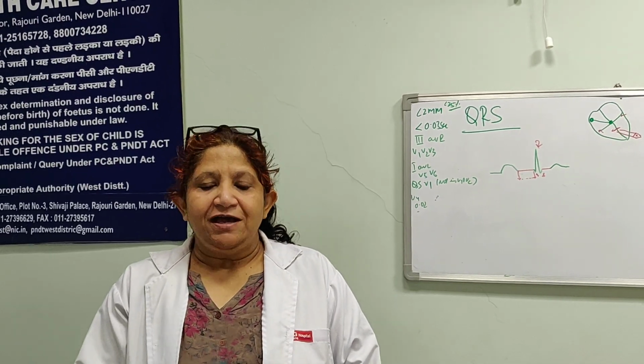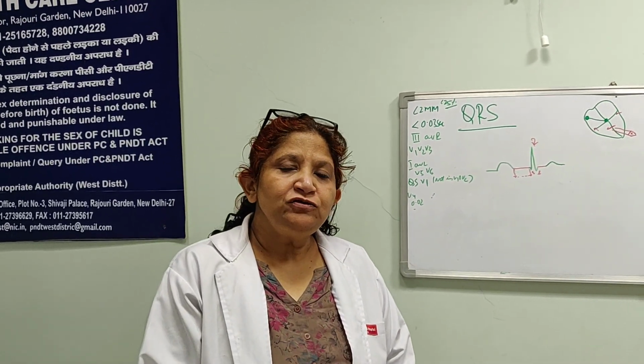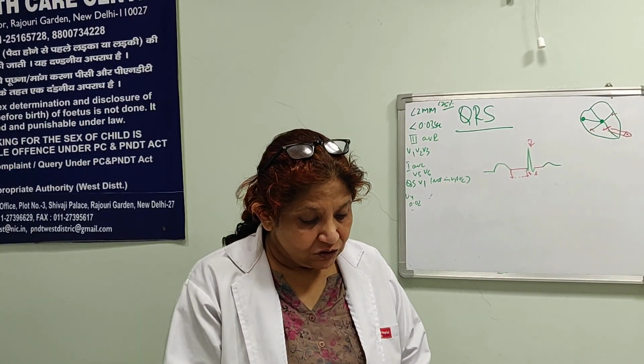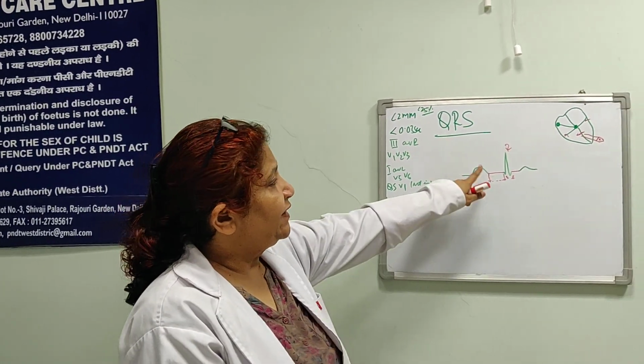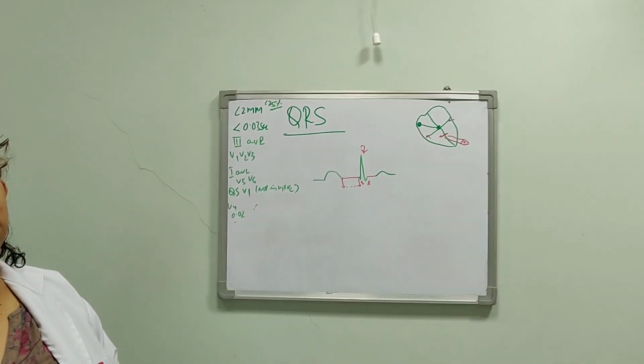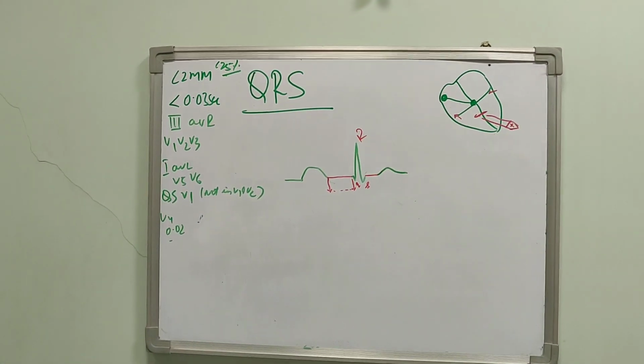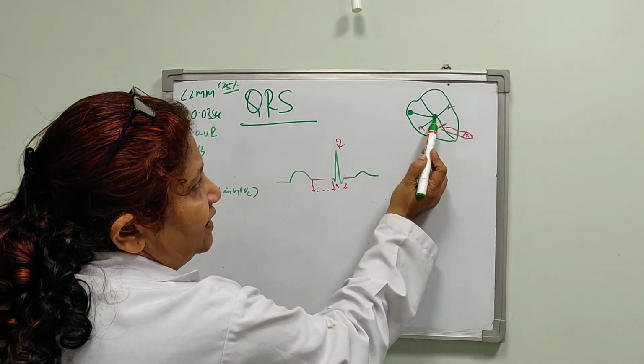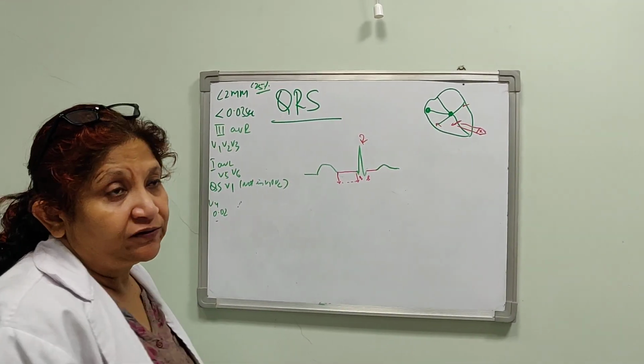Good morning all. Today we are going to discuss the QRS wave. We have discussed the P wave, that is the atrial depolarization wave, earlier, right? So after the atrial depolarization comes the AV nodal depolarization.